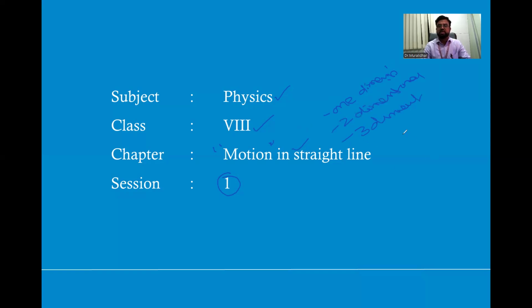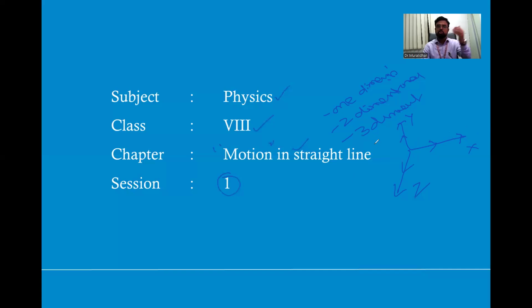One-dimensional means only one direction. For example, we have X, Y, Z axes. Simple way I am explaining: X-axis, Y-axis, and Z-axis. As you are 8th class students, you can understand. If a body travels only along one axis, this is called straight line motion, one-dimensional motion. If your body travels along both X and Y directions, it is called two-dimensional. All 3, X, Y, Z, that is called 3-dimensional.